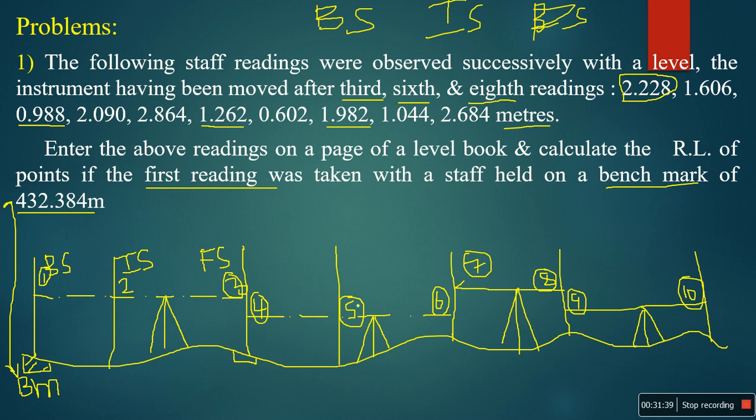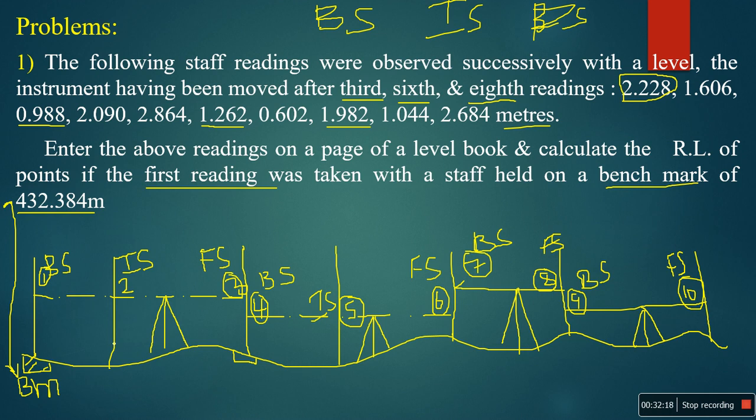Okay. Now after setting up the instrument here, this is the first reading. This will act as a BS. Again this will act as an IS. This is the last reading from this instrument. This will act as a FS. Again from this instrument only two staff readings are there. So directly you can write this is BS. This will be FS. Again same, only two staff readings. This will act as a BS. This will act as a FS.